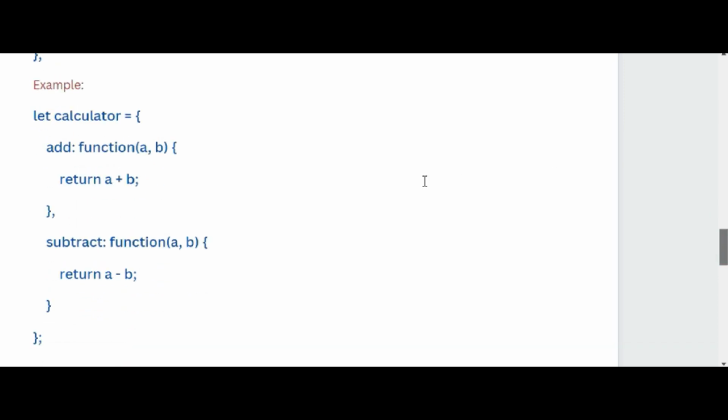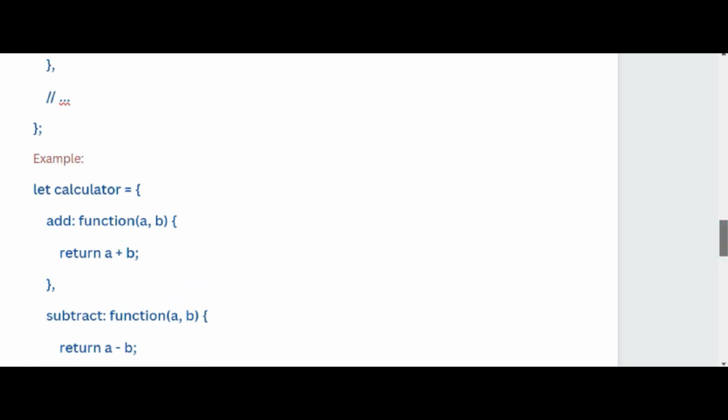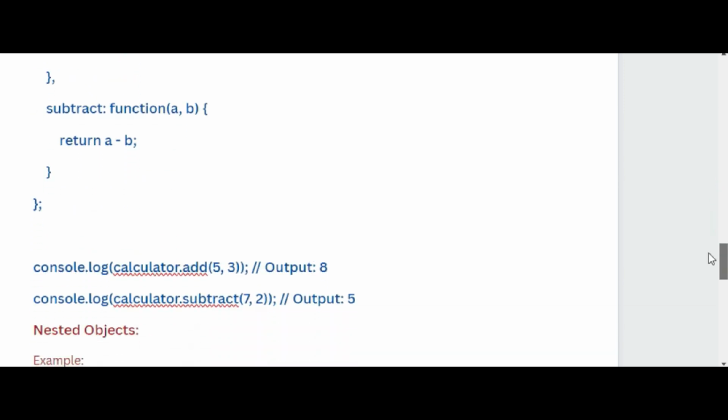See, calculator.add and calculator.subtract are methods within the calculator object. These methods can be called with arguments to perform a specific task, right? That is console.log(calculator.add(5, 3)), output 8, and console.log(calculator.subtract(7, 2)), output 5.